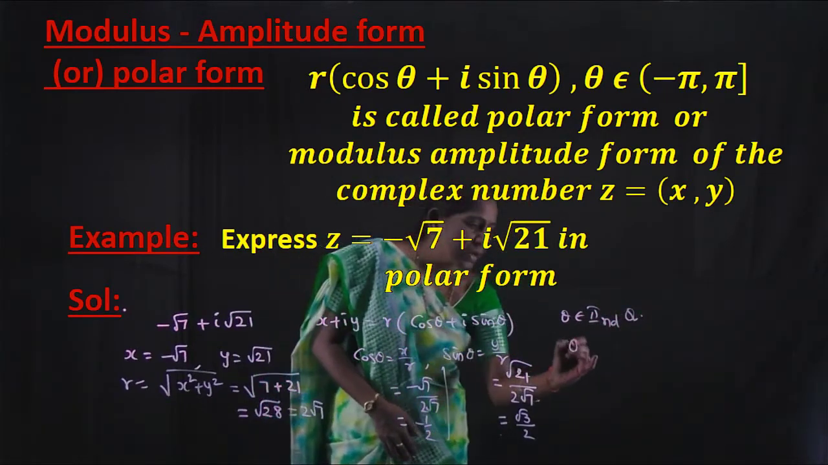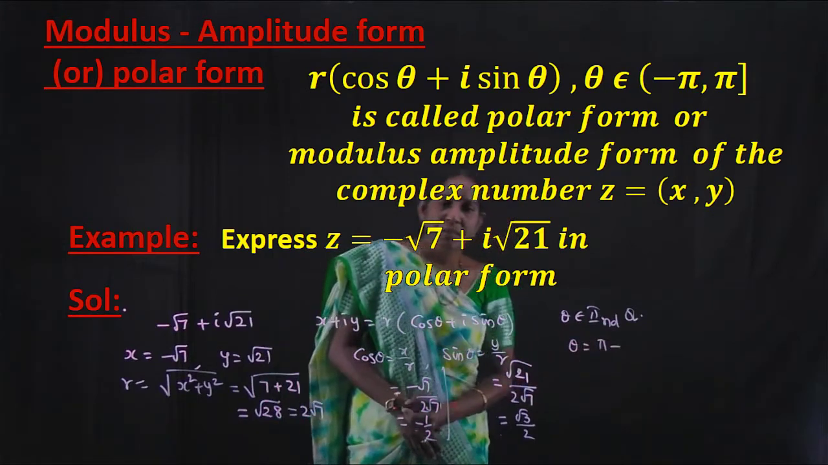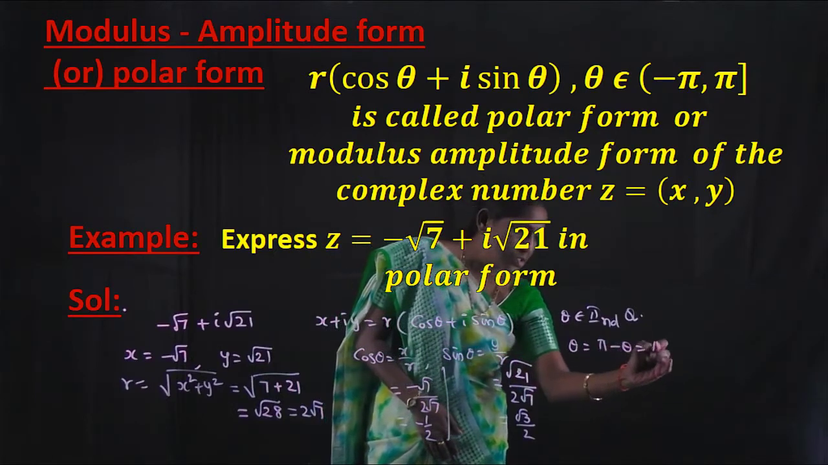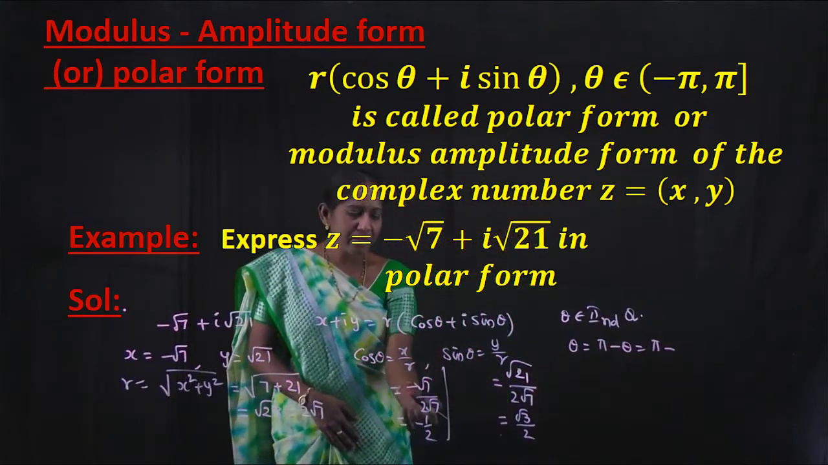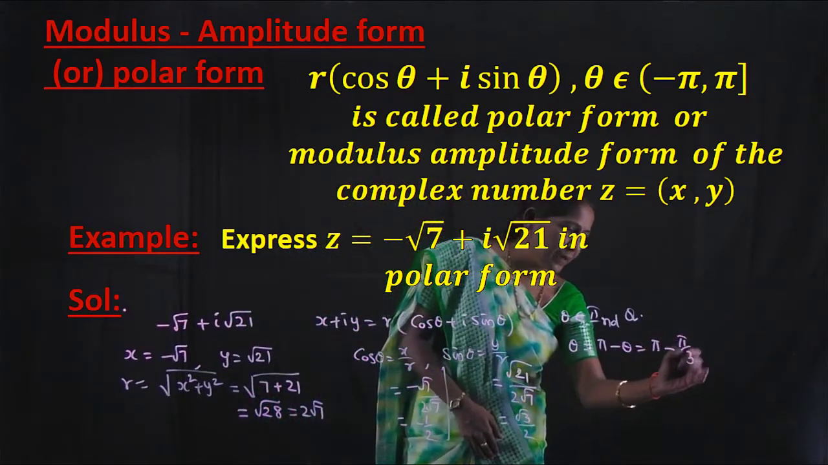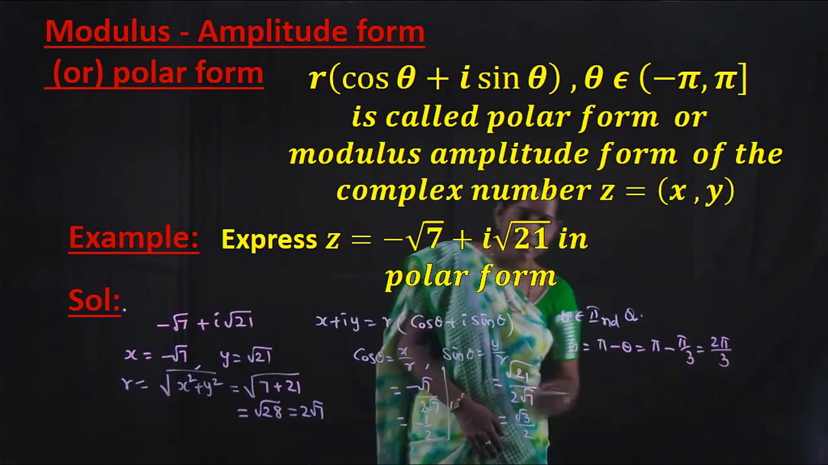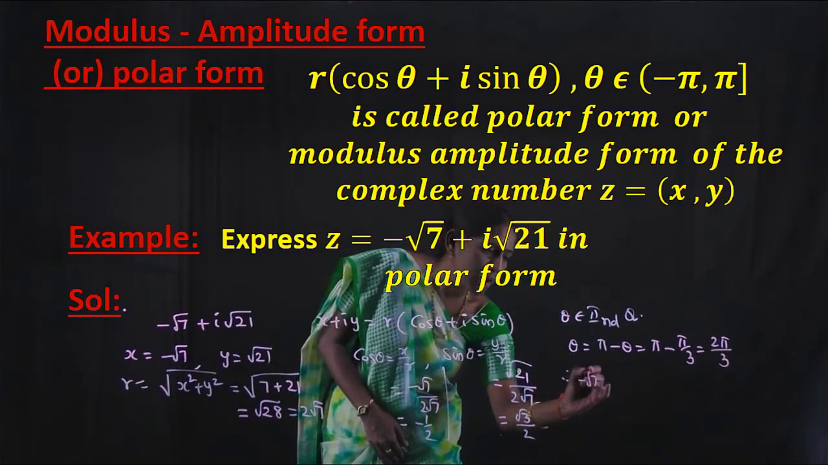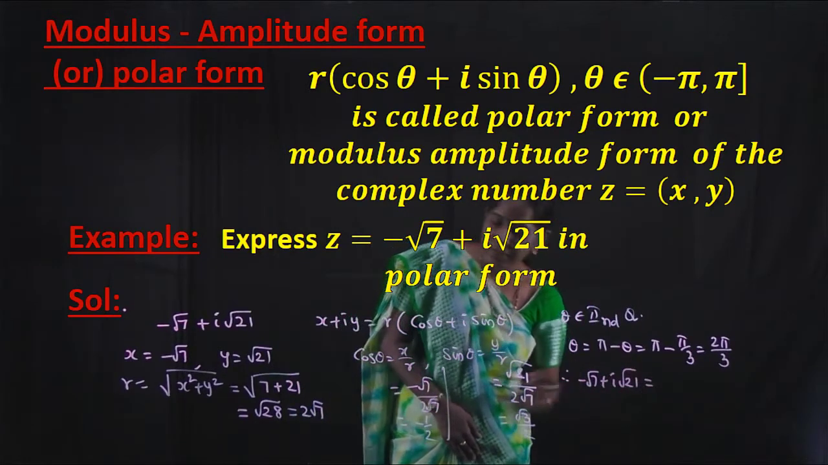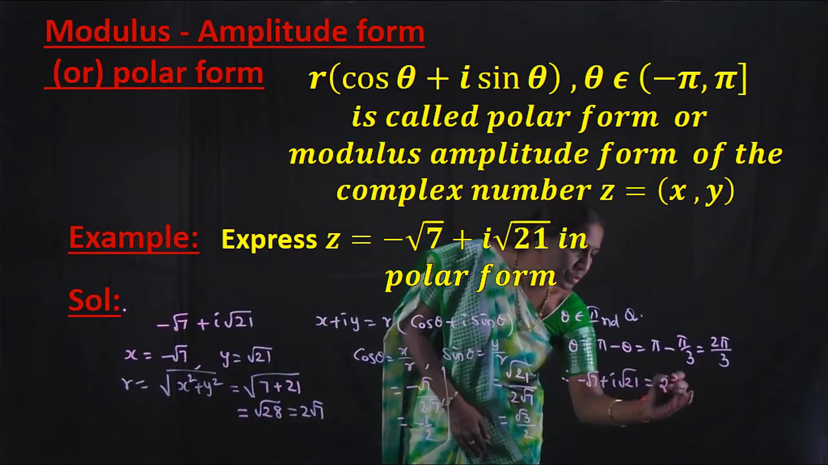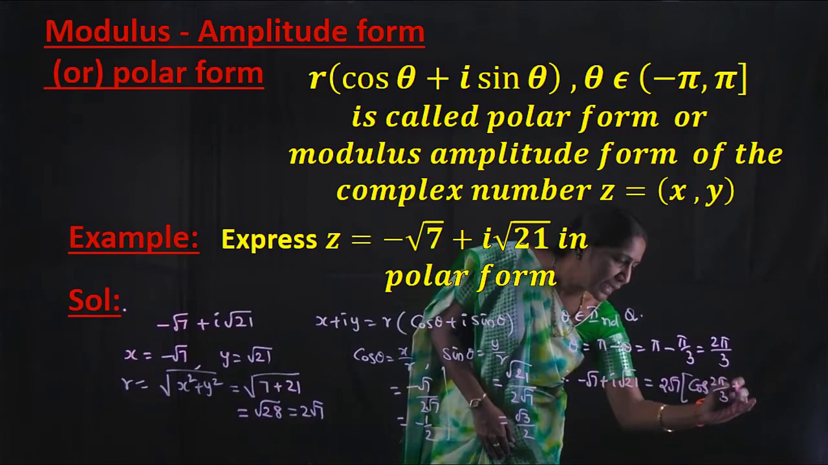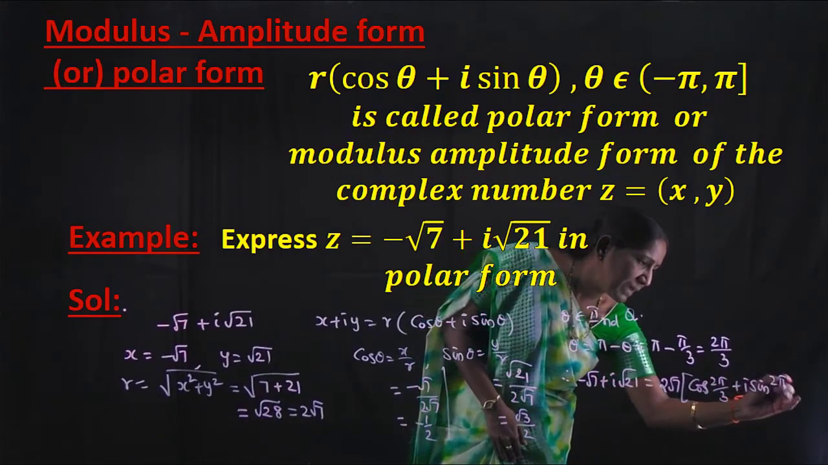In the second quadrant, the argument is pi minus theta. So pi minus theta, where the cos theta value is 1 by 2 and the sin theta value is root 3 by 2, that is pi by 3. So this value is 2 pi by 3. Therefore, the polar form of minus root 7 plus i into root 21 is equal to r value 2 root 7 into (cos 2 pi by 3 plus i sin 2 pi by 3).